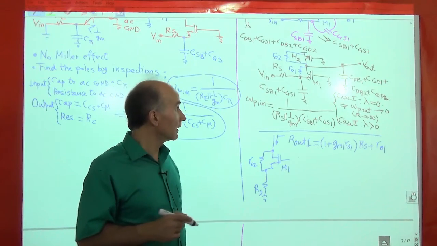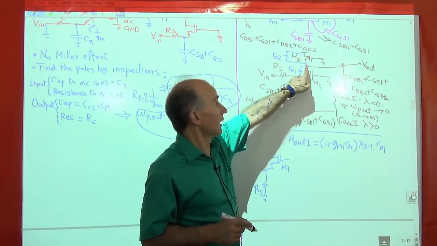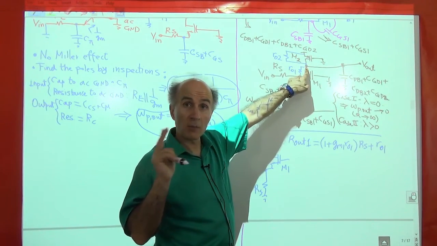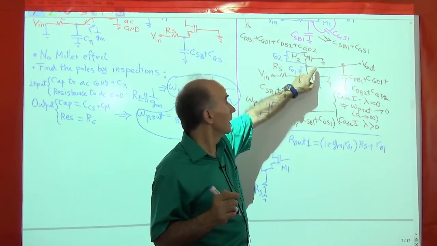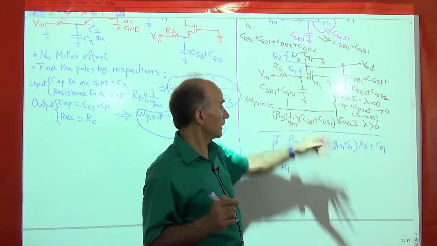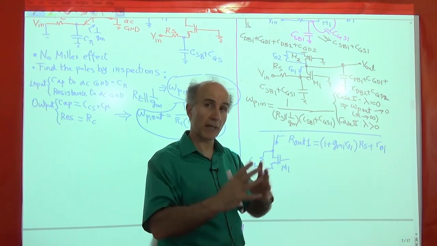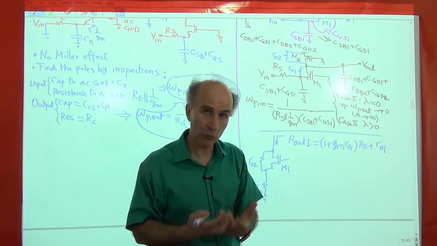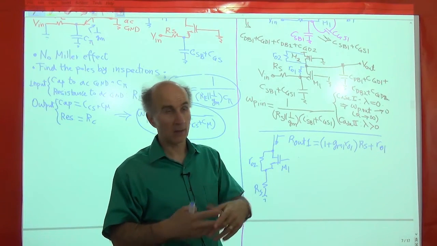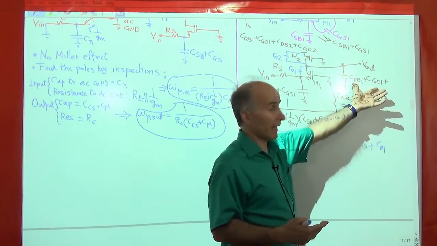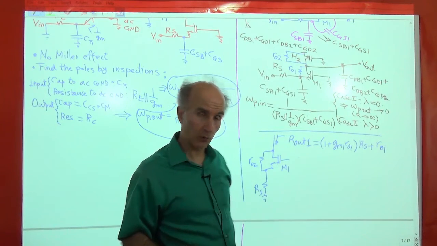Okay, so then when I sit here, I see two resistances in parallel. This one going to AC ground is RO2. This one going to AC ground is this. Both of these go in parallel, and that's the net resistance that we have at the output node. We take that net resistance, multiply it by this whole capacitance, that is the output pole.